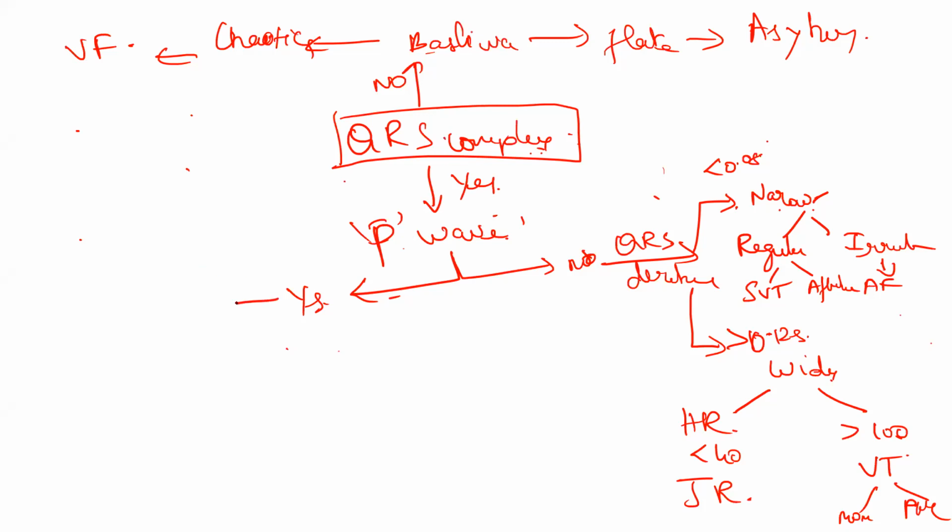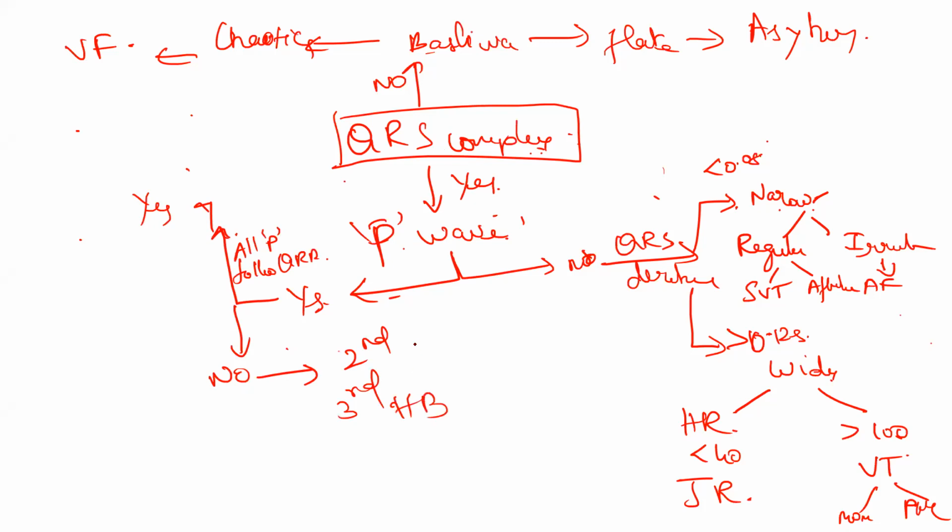Now, QRS complex is present, P waves are present. In this situation, you have to ask the third question: whether all P waves are followed by QRS complexes. The answer is going to be yes or no. If all the P waves are not followed by QRS complexes, it is going to be second degree or third degree heart block. We'll discuss in detail about the different second degrees in the subsequent ECGs.